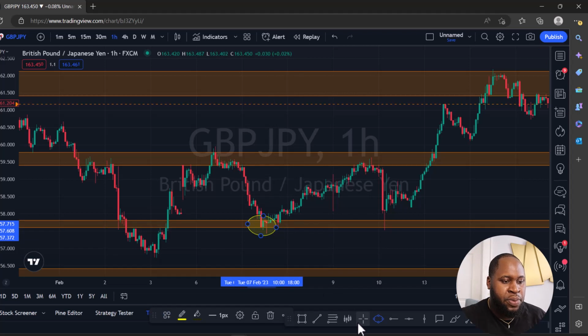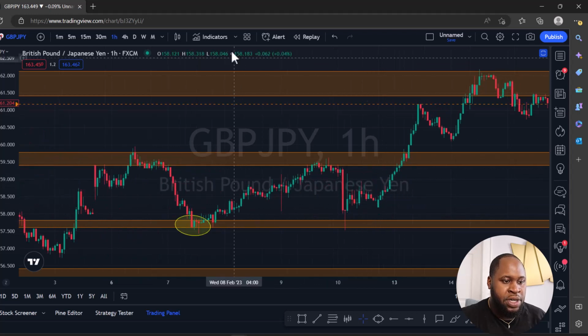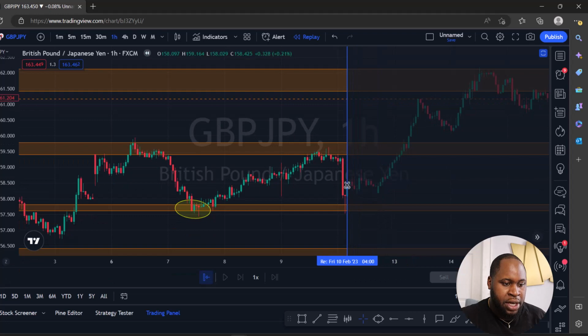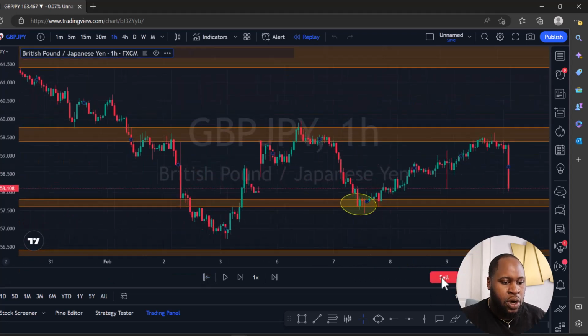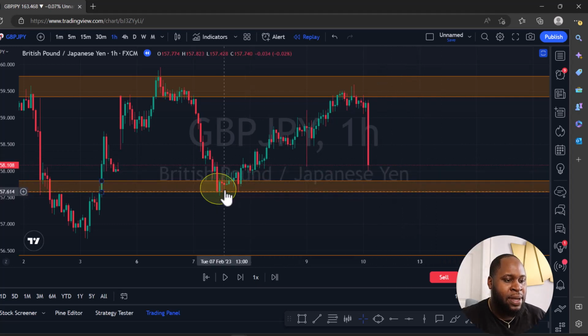We got to a level of support over here, and price comes back around, gets to this level of resistance, comes back down, and as price is going down, and we're going to use our replay just for a sec, I'm looking to the left, and I'm looking at this strong area of support.